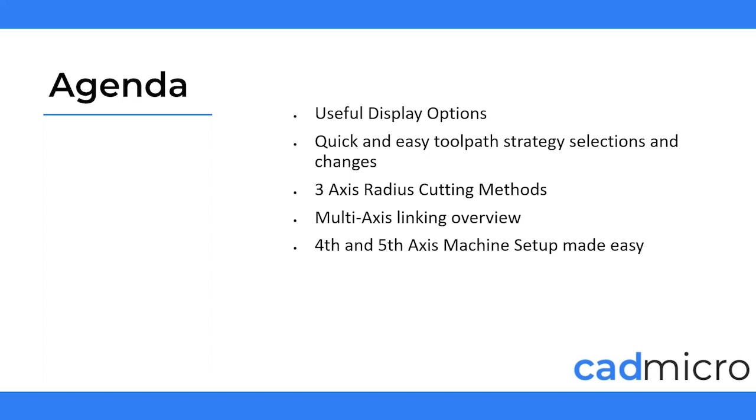Quick and easy toolpath strategy selections and changes. So when you're programming inside of CAMWorks, when a strategy is selected by default, we can easily change that without having to go through the right-click menu each time. We're also going to talk about 3-axis radius cutting methods, so different tool pathing options to cut radiuses using 3-axis toolpaths. Multi-axis linking overview, so how to link between cuts and during cuts. And then 4th and 5th axis machine setups. So how that works and how easy it is to set up an actual 4th and 5th axis machine.